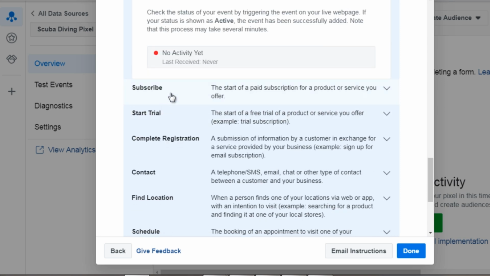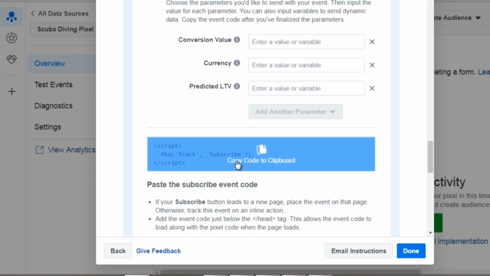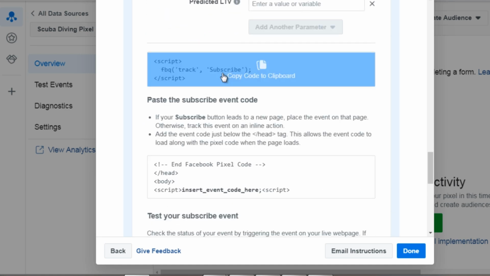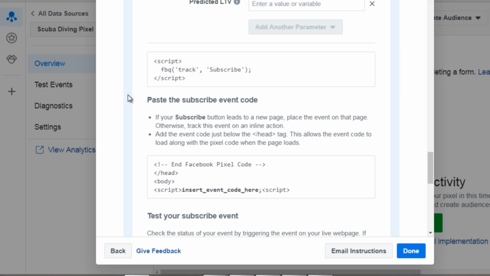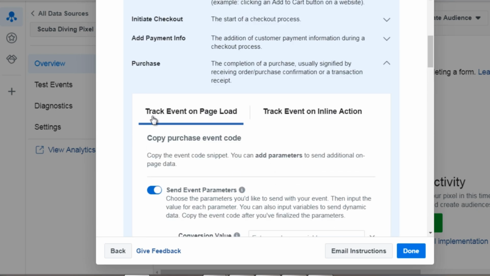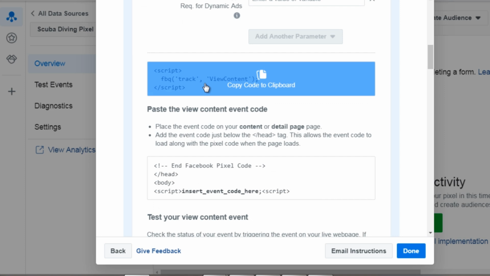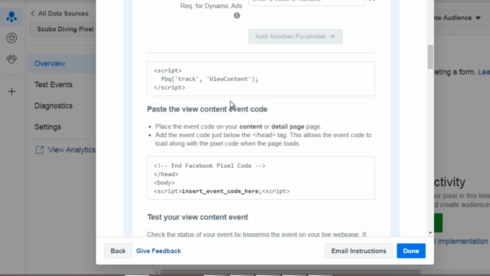Now you're going to see a pattern here. If you take a look at subscribe, for example, it says fbq track subscribe. So basically the second word here is replaced by that particular event. So we can scroll back to the top here, view content, that's fbq, and the second word is just view content. So all you need to do is simply add that to your pixel code. Okay, so we're not going to dive too much into this. We're going to move to the next video and show you how to set up your ads.